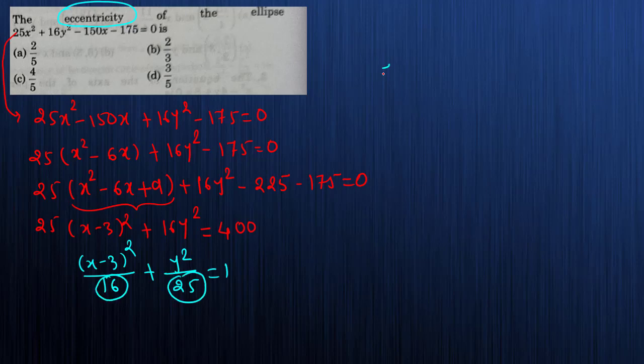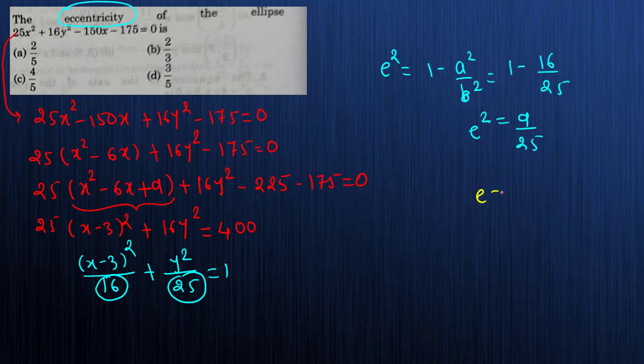So e square is equal to what? It is 1 minus b square by a square, which is nothing but 1 minus 16 divided by 25, which is equal to 25 minus 16, that is 9, divided by 25. This is my e square value. So what is e? e comes to 3/5. This is my answer, 3/5. Option number D, 3/5 should be my answer.